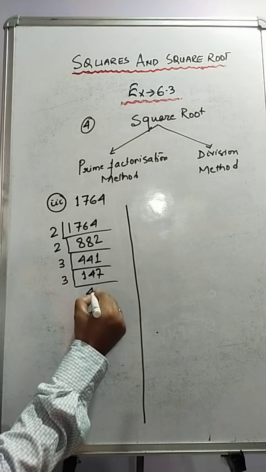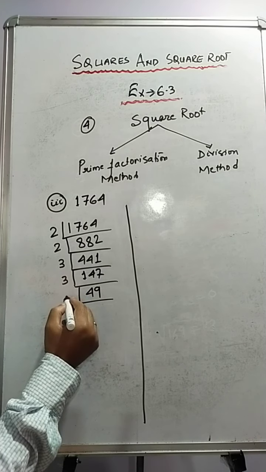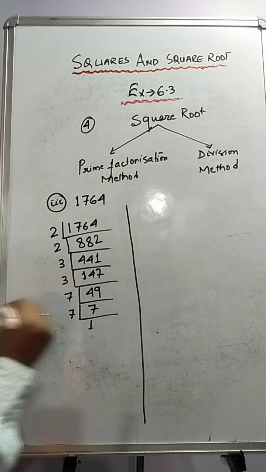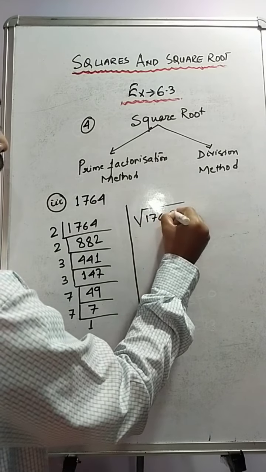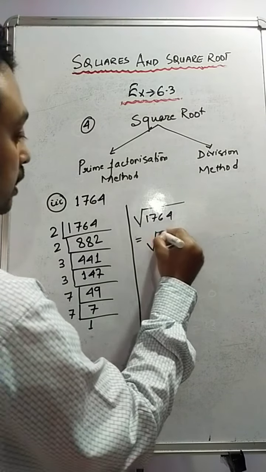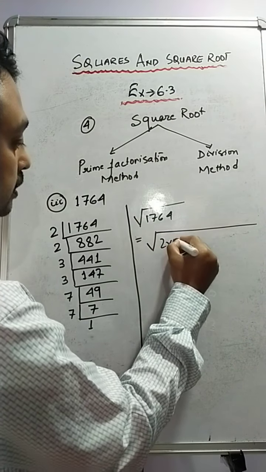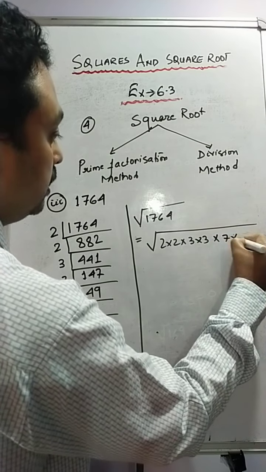So 3 into 49. Now 49 is divisible by which prime number? That is 7. 7 sevens are 49. Fine. So now next step, we'll write 1764 under the square root sign, and then we'll give a big square root sign, and we'll write all the prime number factors: 2 2, 3 3, and 7 7.